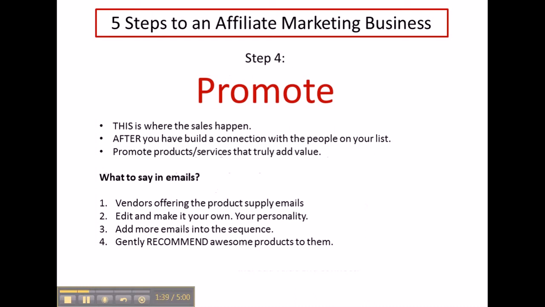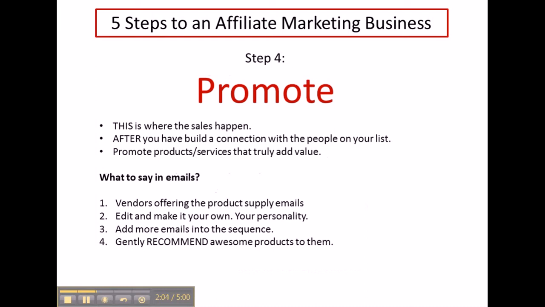Okay, so what to say in the emails? Basically, the vendors, let's say for example in health and wellness, and you find a vendor selling a health and wellness suite of products. It's a range of products, right? Then what you will do is most vendors will supply you with an email sequence as well. It's a series of emails, right? What you would do then is do not copy it word for word. Please don't do that. Edit it and make it your own.